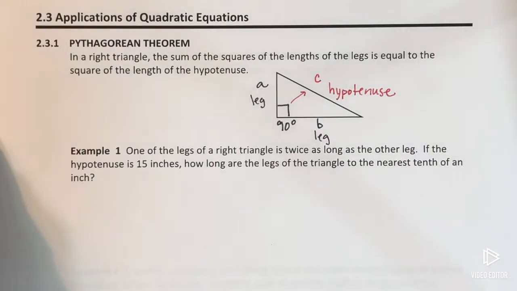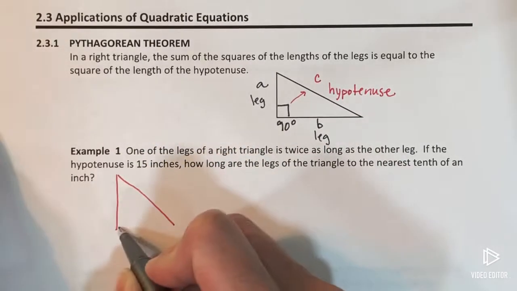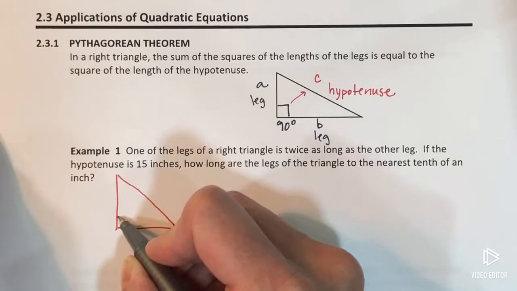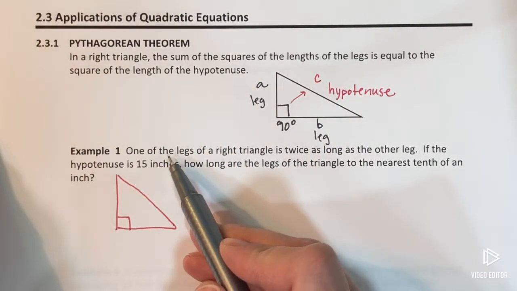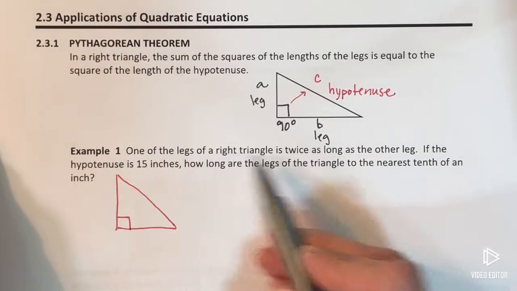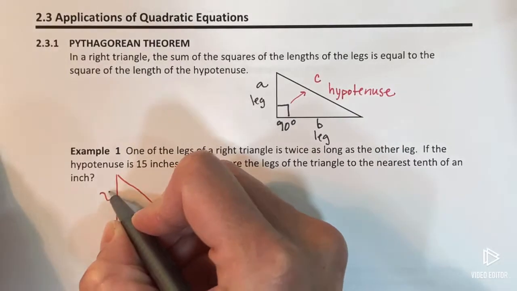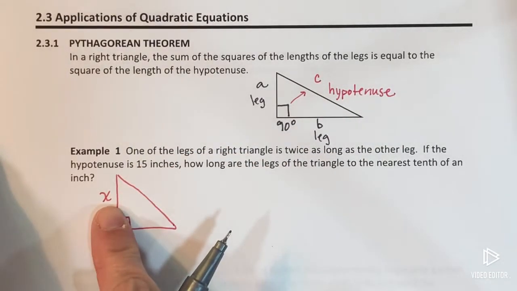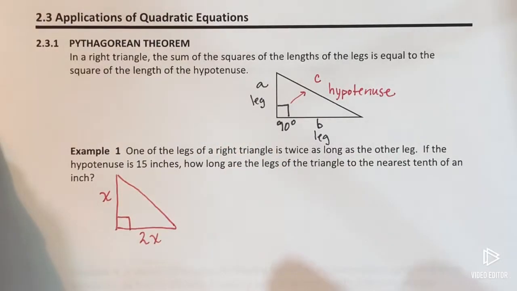Okay, so example one: one of the legs of a right triangle is twice as long as the other leg. Let's stop there. When we have these word problems, draw yourself a picture, even if it's not to scale. So they're telling us something about the two legs. We know that one leg is twice as long as the other leg. So if I let this leg right here be x, because I don't know how long it is, this leg down here is going to be 2x. It'll be twice that long, even though it doesn't look like it.